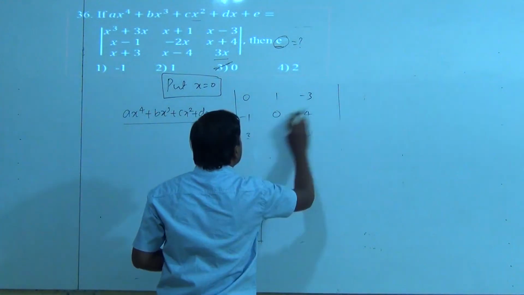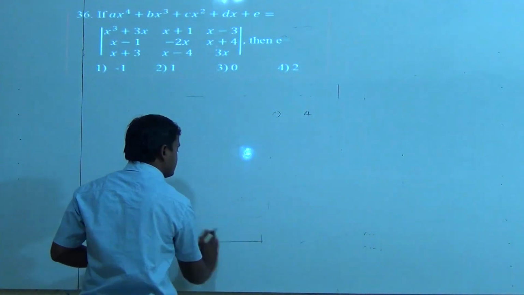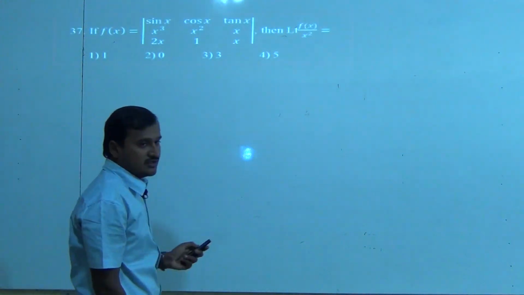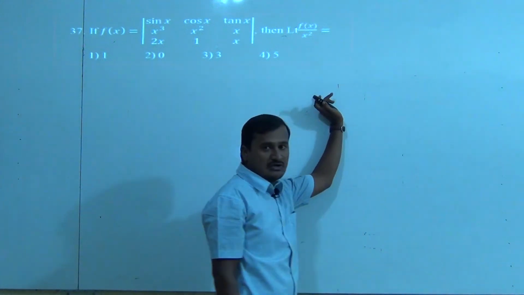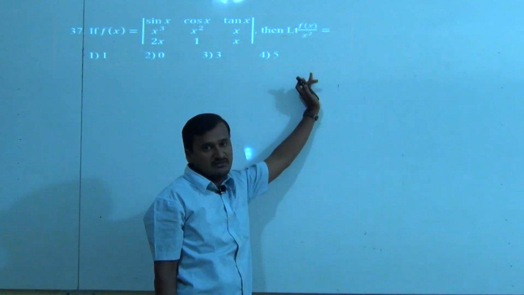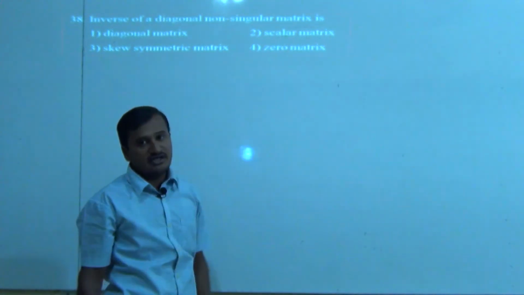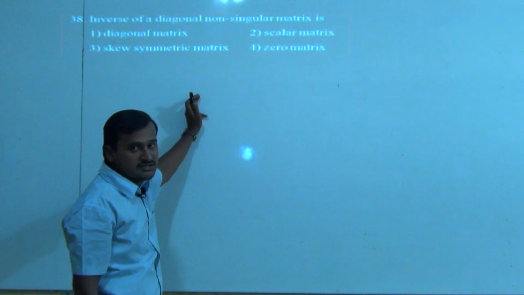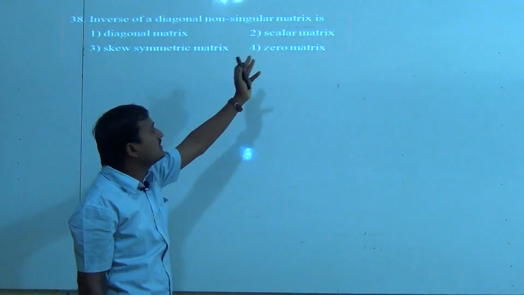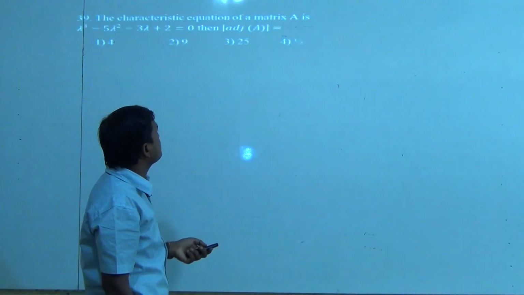Okay, we'll go for the next question. Question number 37. I think we already solved this question in a previous video. In the same question, they have given: what is the inverse of a diagonal non-singular matrix? This is also homework for you. Just find whether it is a diagonal, a scalar, a skew symmetric, or a 0 matrix. I will go for the next question, this one.